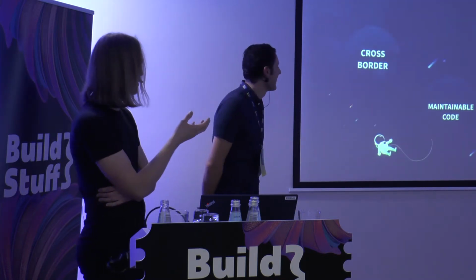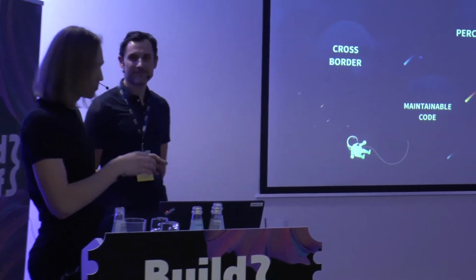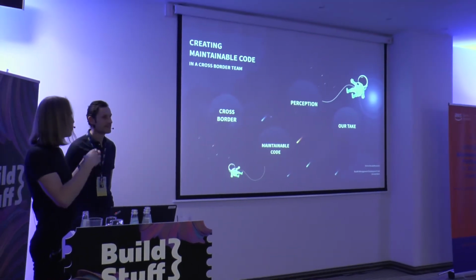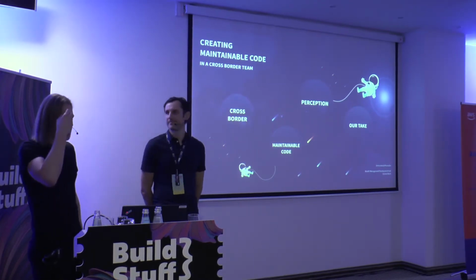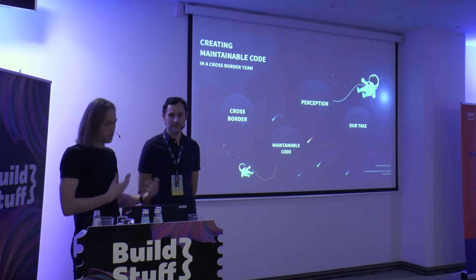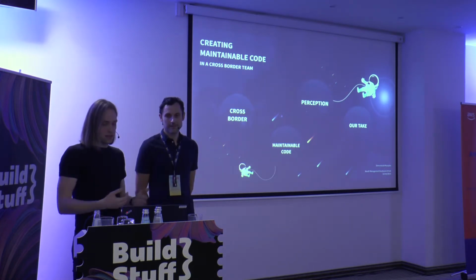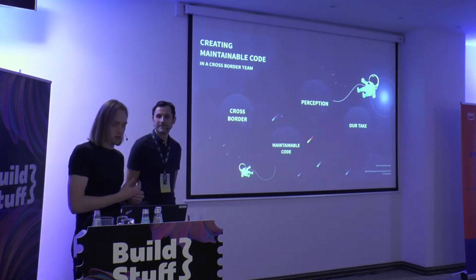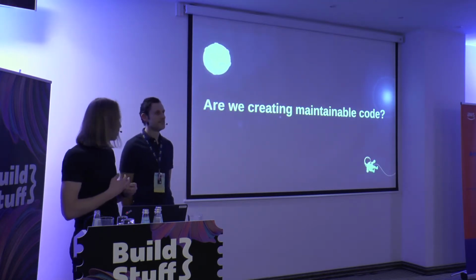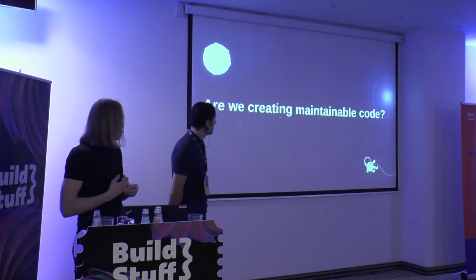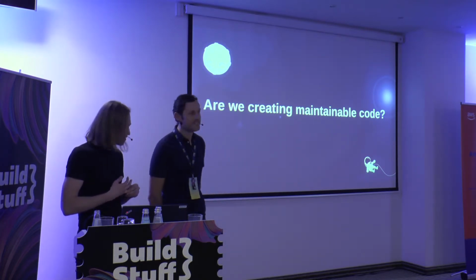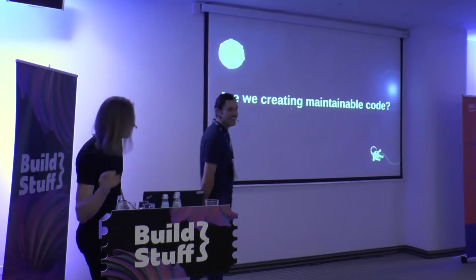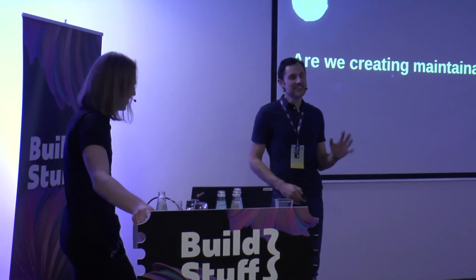So we talked about how we work in a cross-border team, what we think is maintainable code, the problem that we have with perception, and what we're doing to fix it. And this is the time to ask ourselves the big question: are we creating maintainable code? I believe we are not. All this talk, we are very fun and fancy, but we are not creating maintainable code so far.